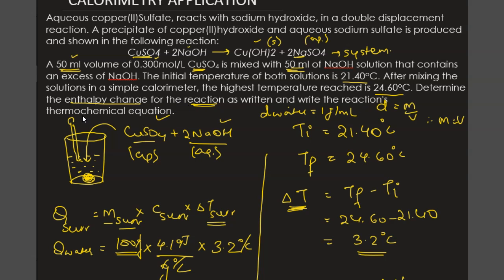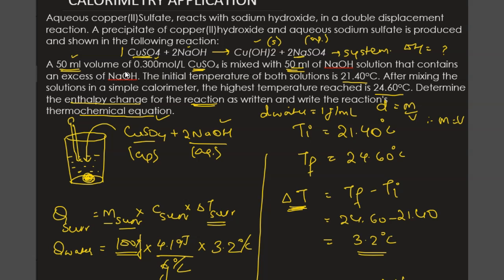Now we have to write down the reaction thermochemical equation. That means we have to put in that small delta H value here. Now, in order to put that delta H value, we look at the number of moles. So the number of moles here we are given is 1 mole of copper sulfate, and we are given 2 moles of sodium hydroxide. We do not have to worry about the moles of sodium hydroxide because sodium hydroxide is given to us in excess.